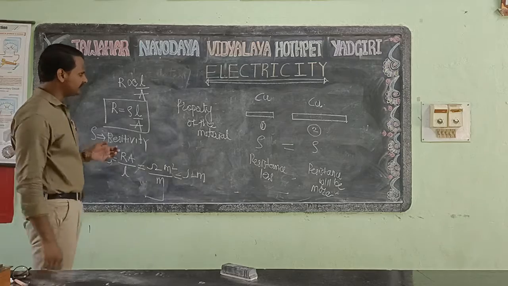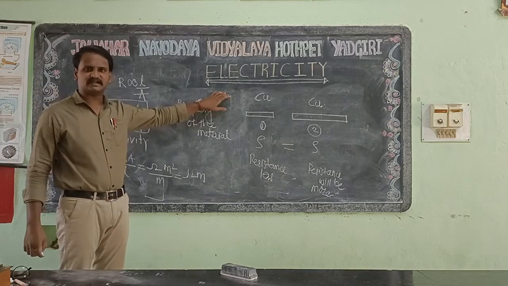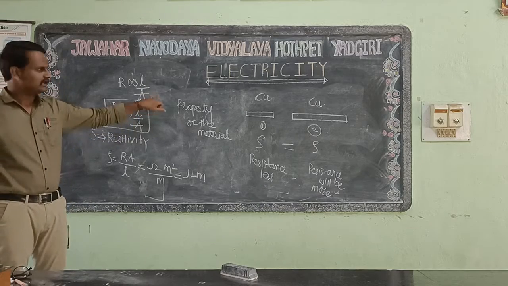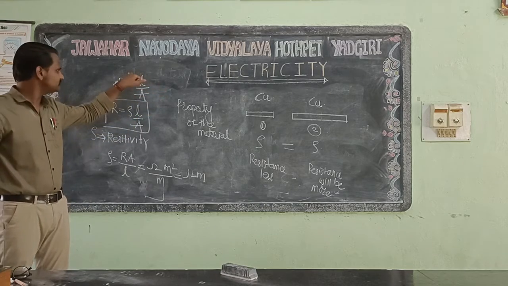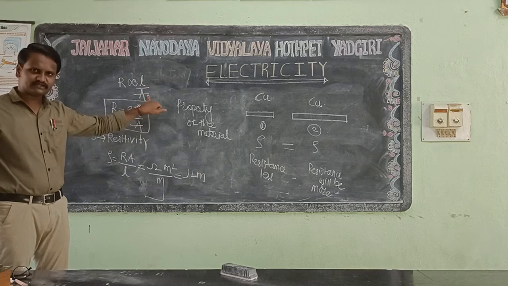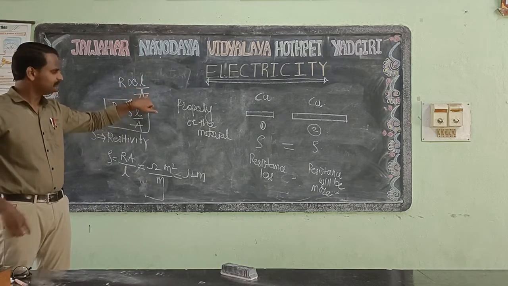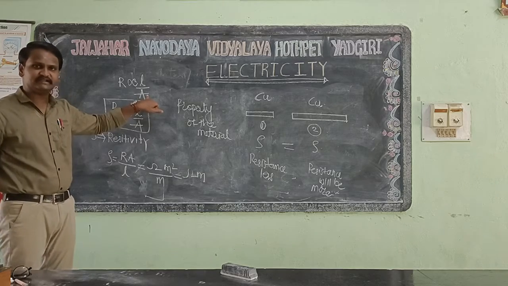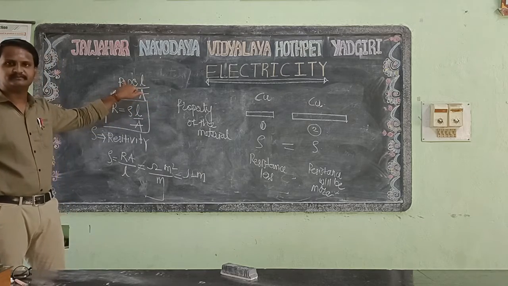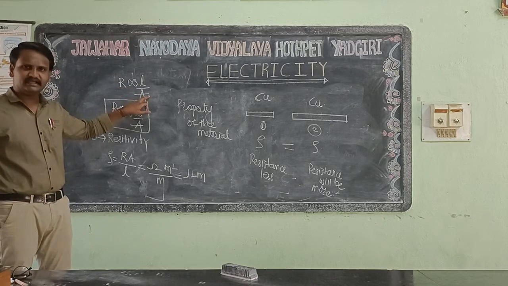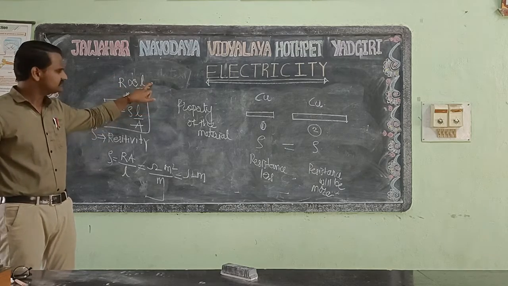So what are the factors affecting the resistance? They are length and area of cross section. As the length increases, resistance also increases. As the area of cross section increases, resistance decreases. They are inversely proportional: if one is increasing, the other will be decreasing. That's called inversely proportional.